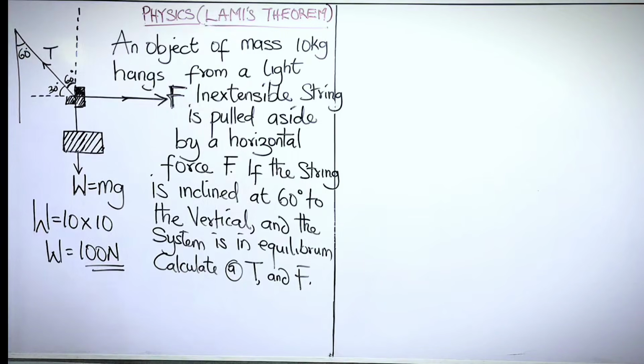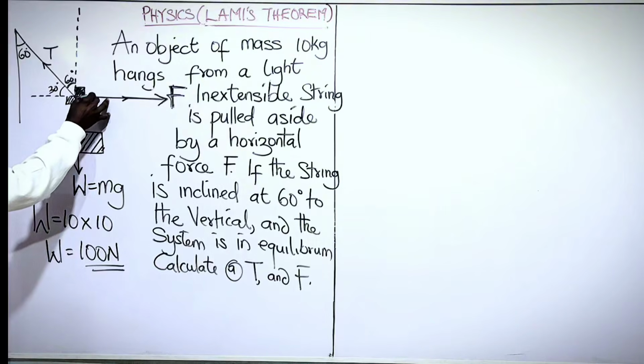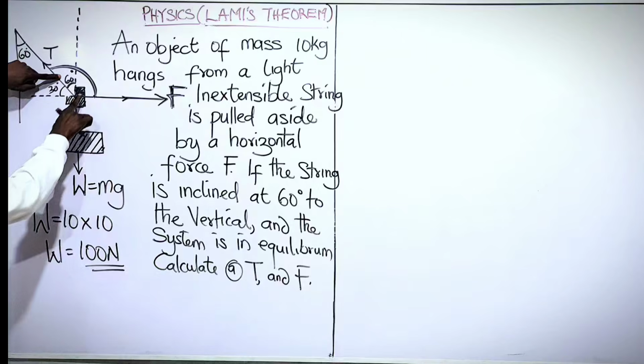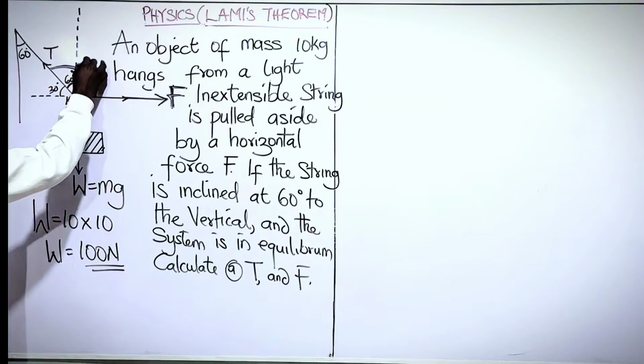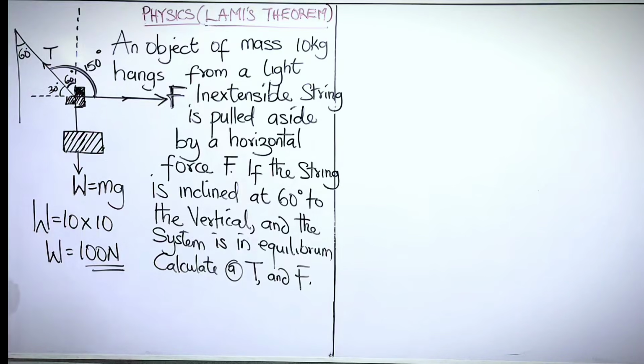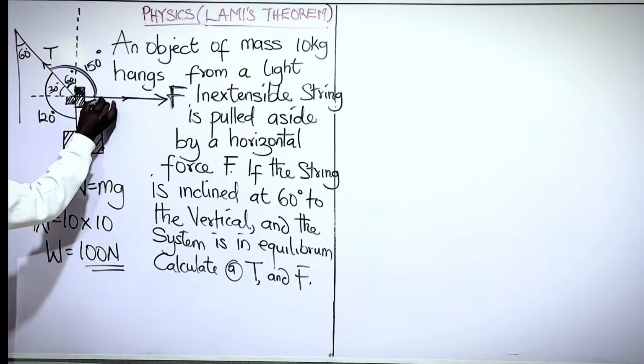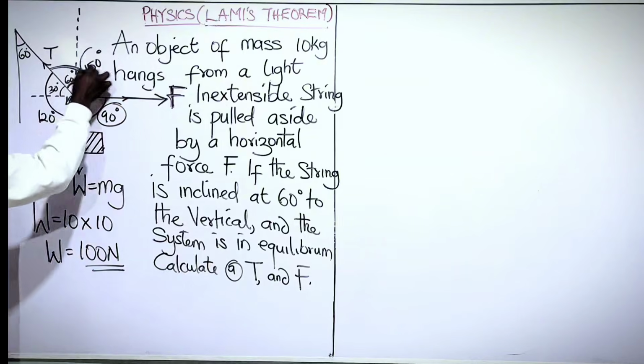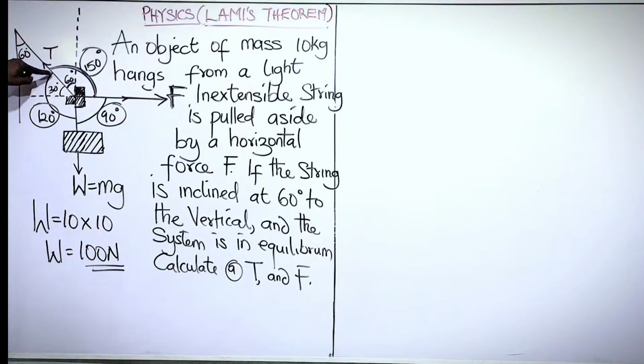So we can now see that the whole of this angle is 60 plus 90, which is 150 degrees. Then the whole of this angle, 30 plus 90, gives us 120 degrees. And then we just have this angle, which is 90 degrees. So these are the three angles we are working with: this, this, and this. So we can use Lami's theorem, which resembles the sine rule.